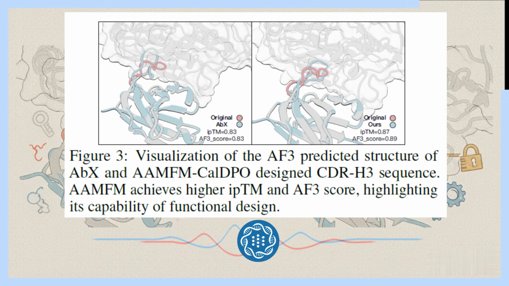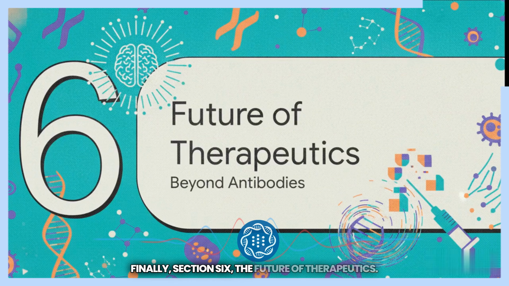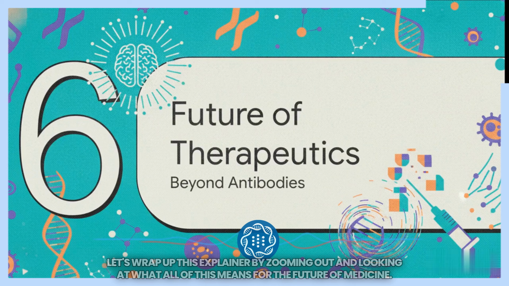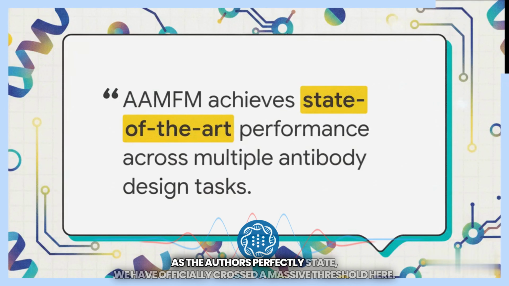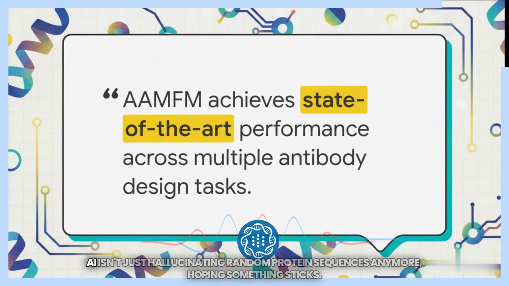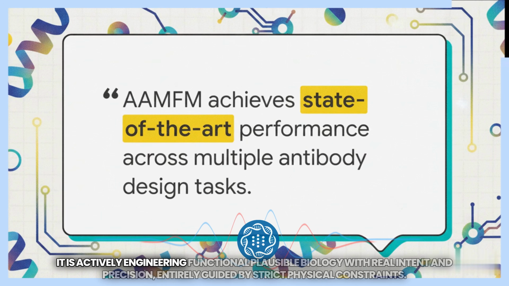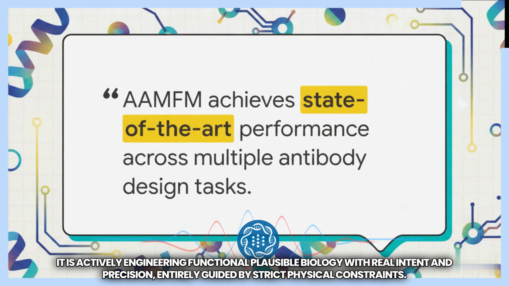Finally, Section 6, the future of therapeutics. Let's wrap up this explainer by zooming out and looking at what all of this means for the future of medicine. As the authors perfectly state, we have officially crossed a massive threshold here. AI isn't just hallucinating random protein sequences anymore, hoping something sticks. It is actively engineering functional, plausible biology with real intent and precision, entirely guided by strict physical constraints.